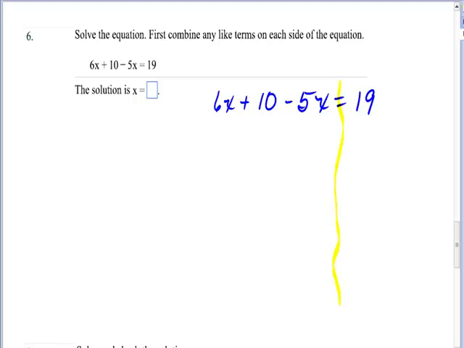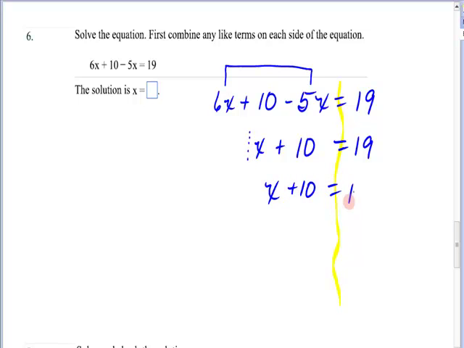Here's the equal sign, which is the barrier. Expression on the left, expression on the right. Can you simplify either one? Well, on the left side, you don't have distributive property, but you do have like terms. They just happen to be separated. Positive 6x minus 5x gives me implied 1x plus 10 is equal to 19. Now I don't need to write that 1, so I just have x plus 10 is 19.